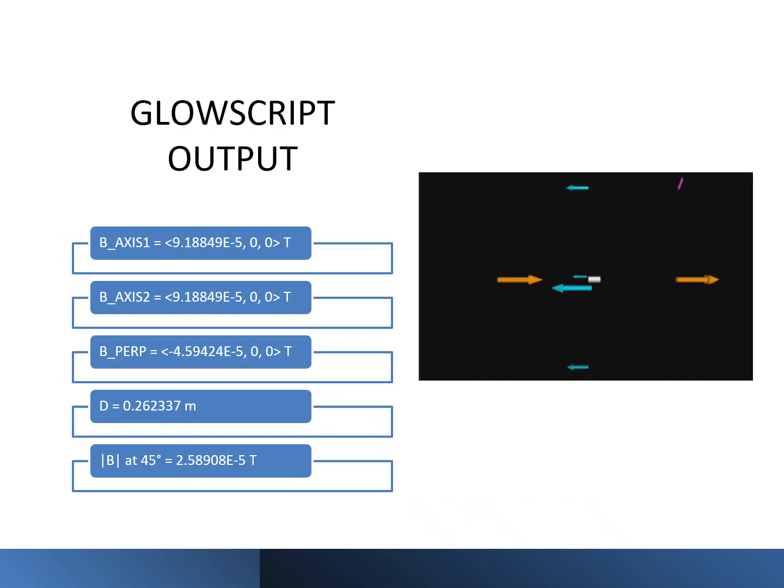So this was the GlowScript output. On the right side, you see the actual output. On the left, you see the values for B axis 1, B axis 2, and then B perp is the same at all 4 locations, so I just wrote it as 1. And then we get big D, which is the distance value, around 0.262337 meters. Using that, we can calculate the magnitude of B at 45 degrees, which is around 2.58908 e to the negative 5 Tesla.